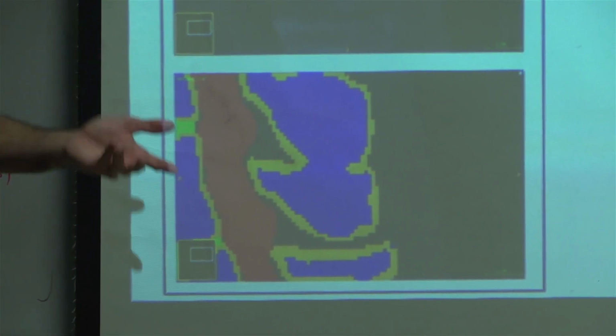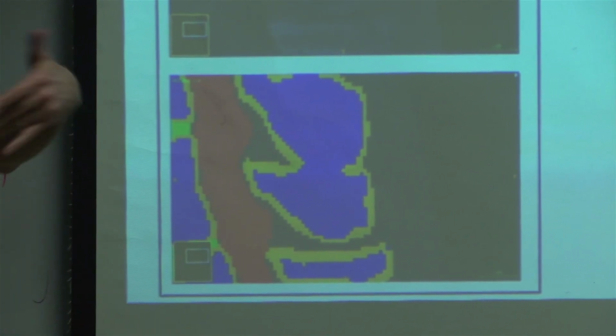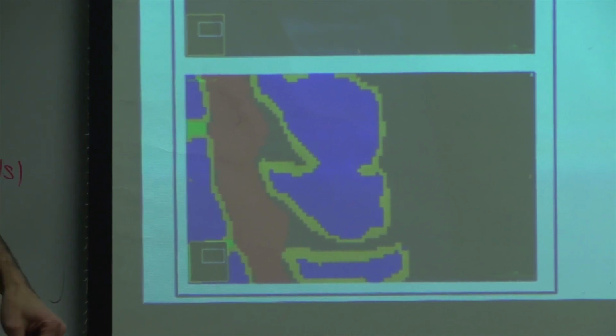So this is an example. Again, you see how it behaves. You need to understand why it's behaving this way and implement a specific solution for this.